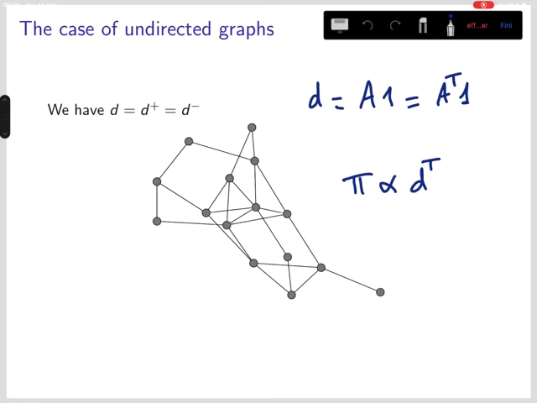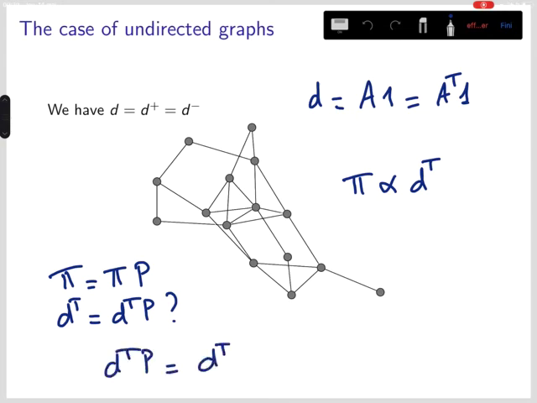So let's show that. Remember that there is a unique solution to this equation, summing to 1. So we just need to prove that D transpose solves this equation. Then by normalization you get the stationary distribution. So what is D transpose P? Remember that P is D minus 1 A, and D transpose is 1 transpose A. So you get 1 transpose A, which is D transpose.